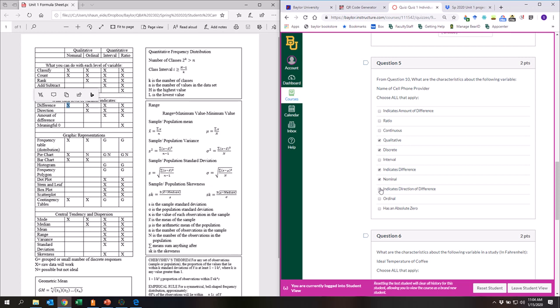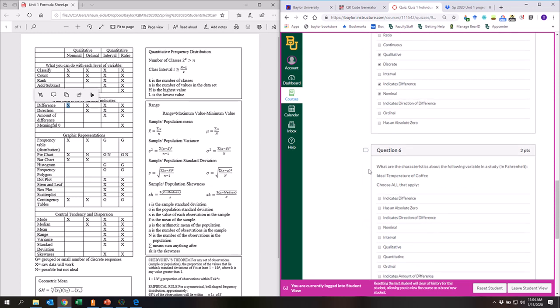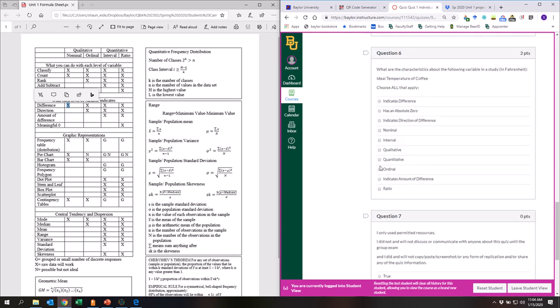Then does it indicate the direction of difference? No, there's no direction at all. Is it ordinal? No. Does it have an absolute zero? No. So we went through and we said, okay, here's everything that is true about this, and we clicked one after another. Then ideal coffee temperature, so on and so forth.